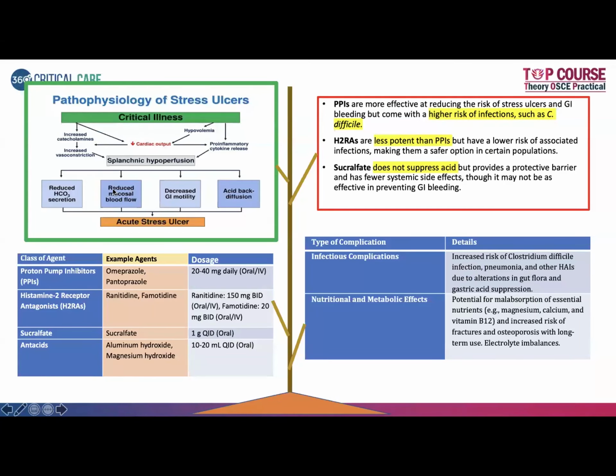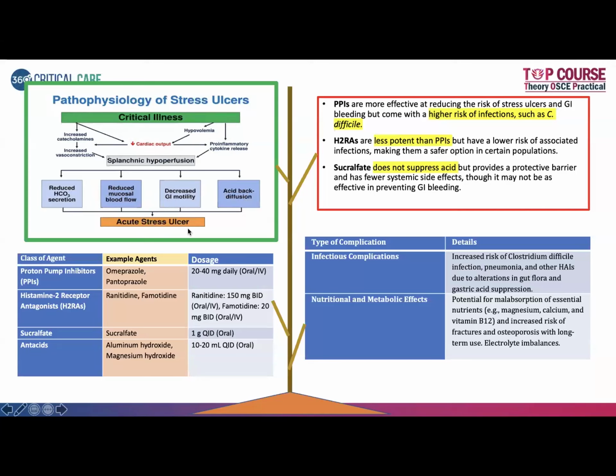So we looked into the pathophysiology. Most of the time it's not known. Hypovolemia and a pro-inflammatory state will decrease splanchnic perfusion, and use of vasopressors is another concern. Because of this, there is reduced bicarbonate secretion, increased acid back diffusion, decreased gut motility, and decreased splanchnic blood flow, which results in ulceration.